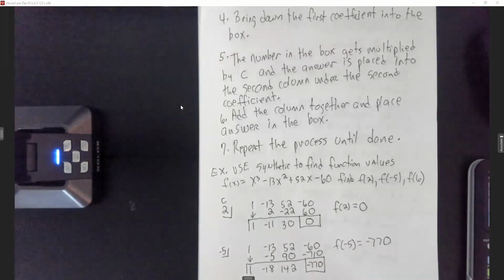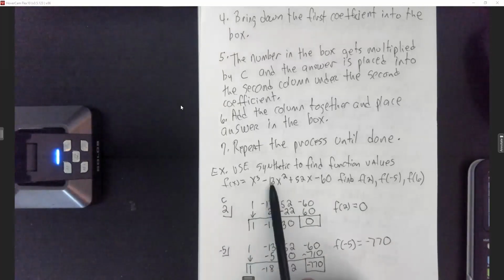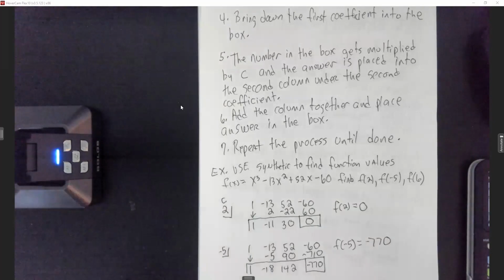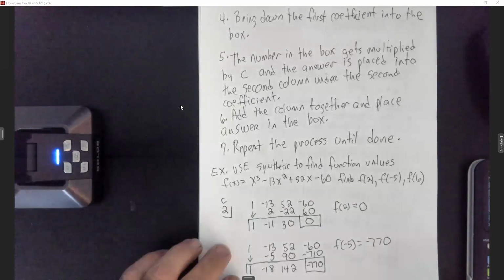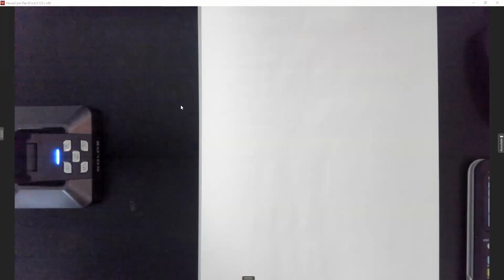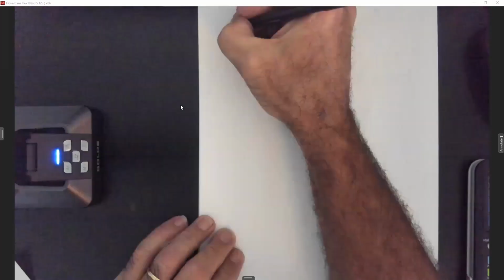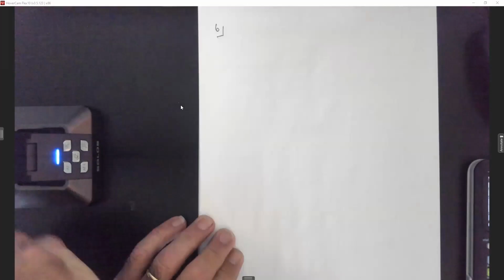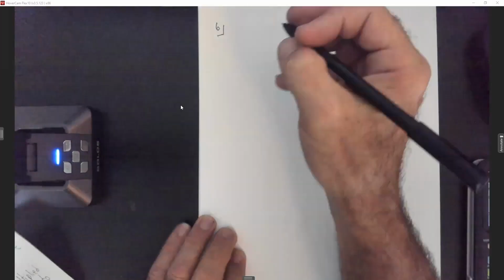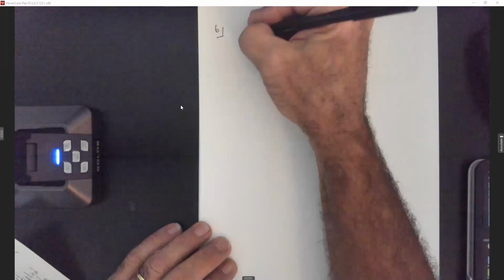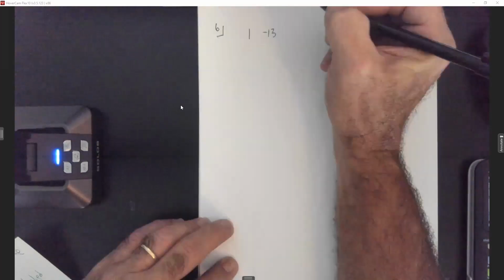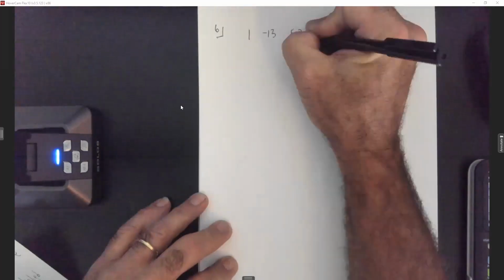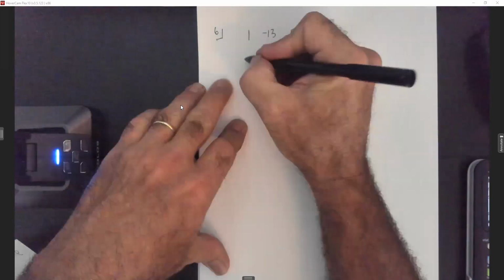So to me, that's probably easier than trying to cube a 5, square 5, and multiply and all that. You get pretty big numbers doing that either way. So that's what we had. One more to go, and that was f of 6. So let me get over here. F of 6, we'll put a 6 into my C. My coefficients were 1, negative 13, 52, and negative 60. So then I'm going to draw the box.